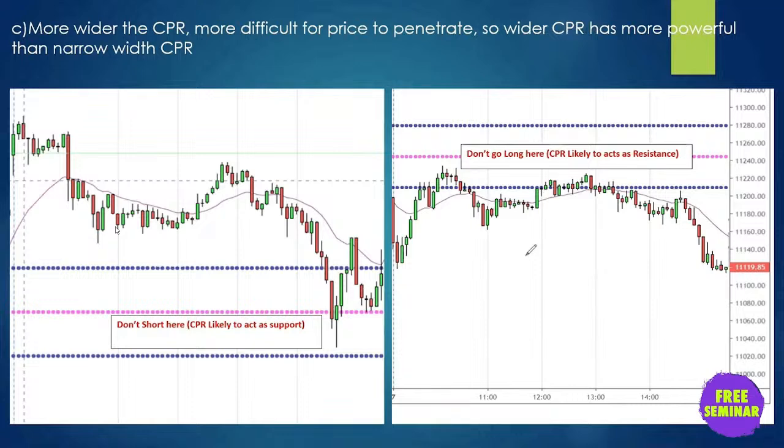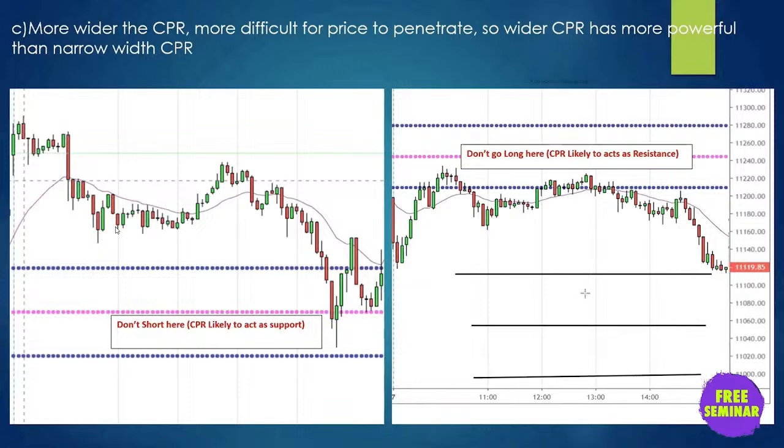I said there are two advantages, or two edges, you will get when you know the wide CPR. The second one is, whenever your CPR is wide, you should know that the market is more likely to stay sideways.